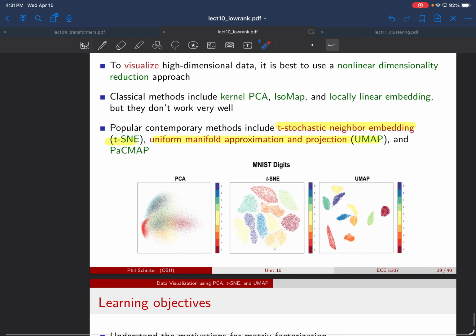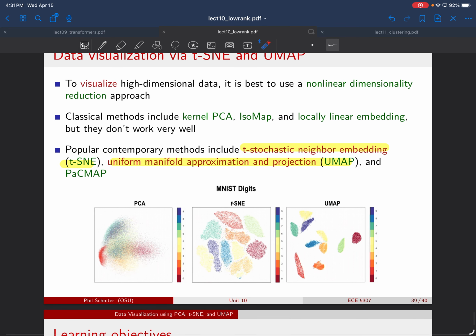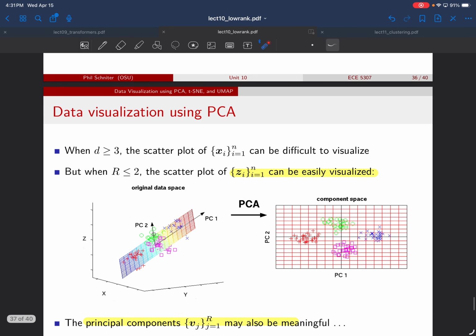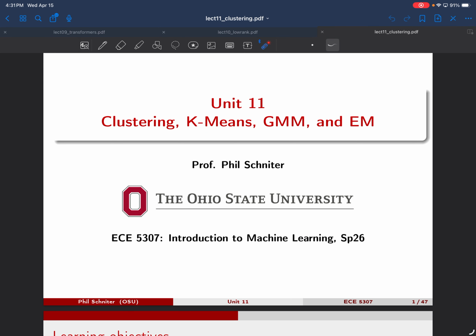Okay. We won't get into how they work, but they're very easy to use, and you can read about them more if you like. Any questions? Okay, great. So that's it for this unit. And let's move ahead to Unit 11.